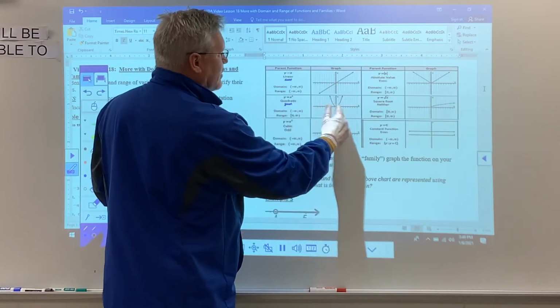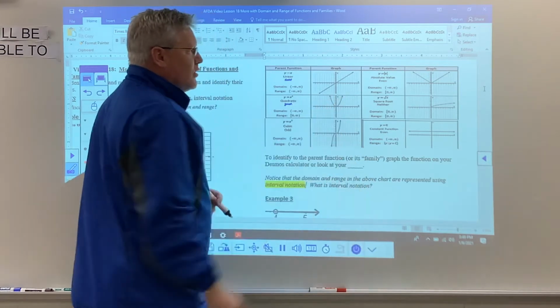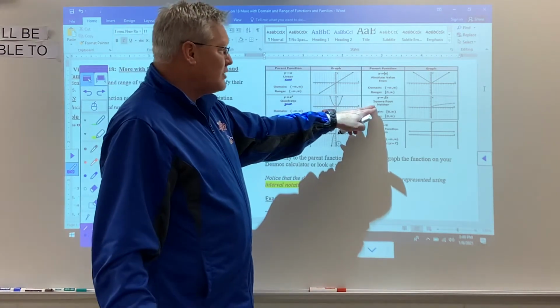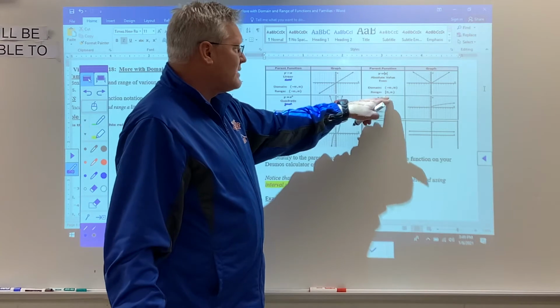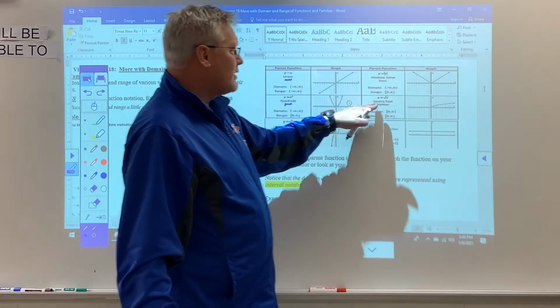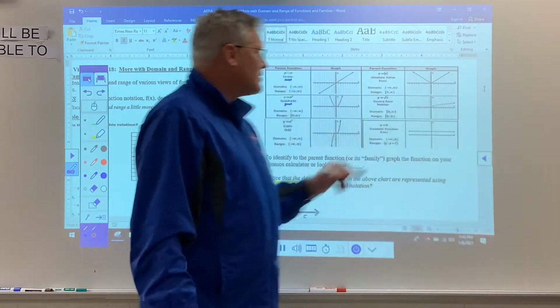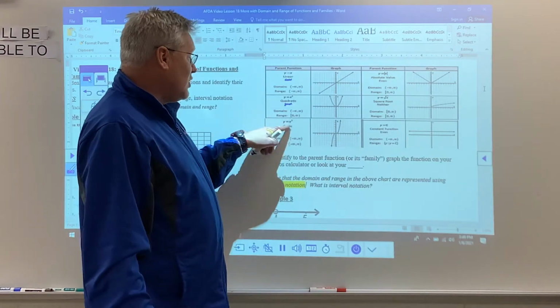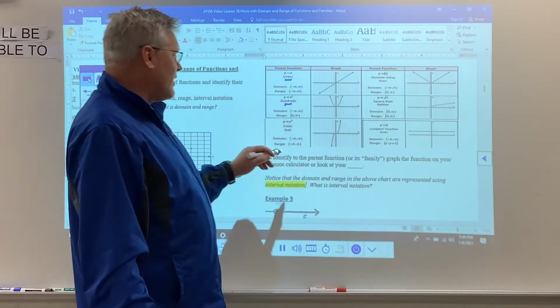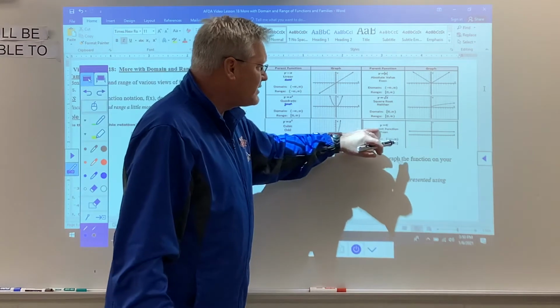It says y is equal to x squared right there, and that makes that U shape you're familiar with. Now probably this one you haven't graphed. The x is underneath the square root symbol, so that's called a square root. It makes a graph like that. This guy's a cubic, that snake graph. And this is a constant function.